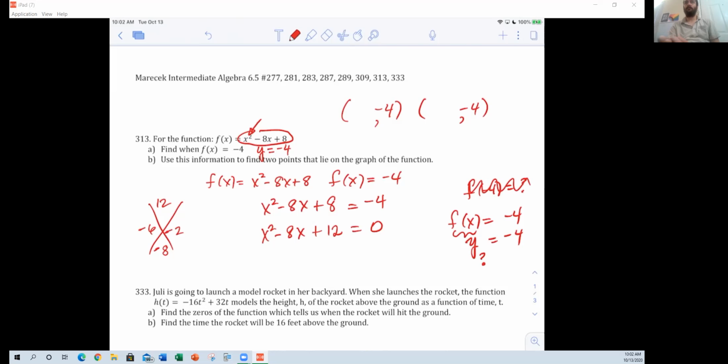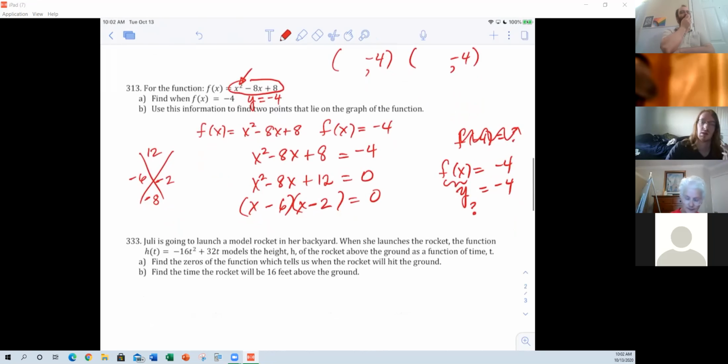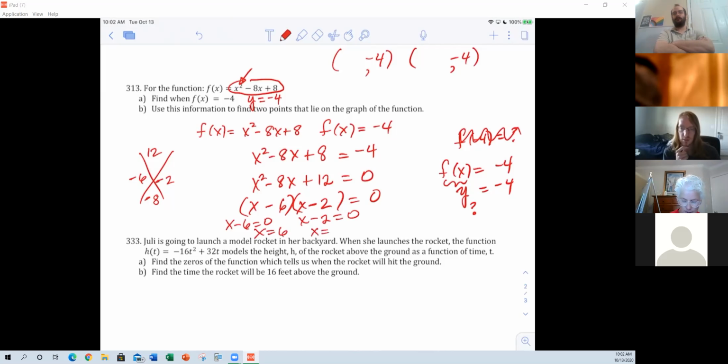So I'm just going to write, you could do it by grouping or the box method, but because the leading coefficient is 1, I know it's going to factor to be x, and so it'll be x minus 6, x minus 2. And then what do I do? Set both of those equations equal to 0. So I'm going to say x minus 6 equals 0, x minus 2 equals 0. So x equals 6 or x equals 2.